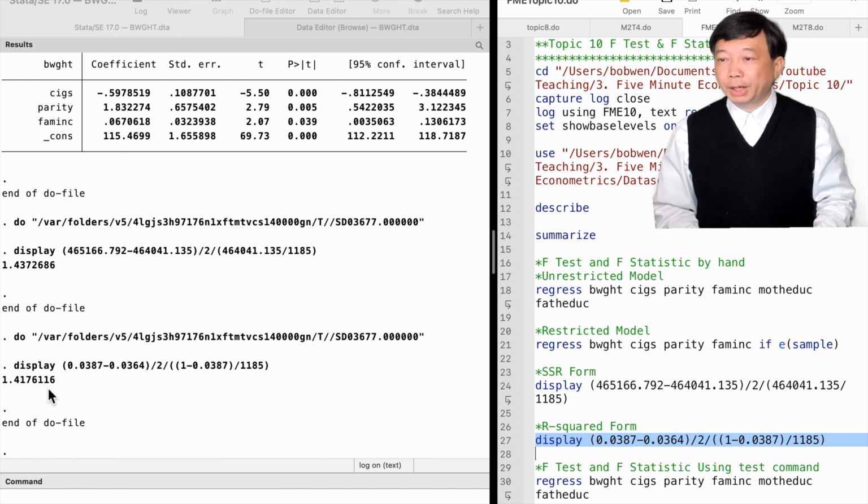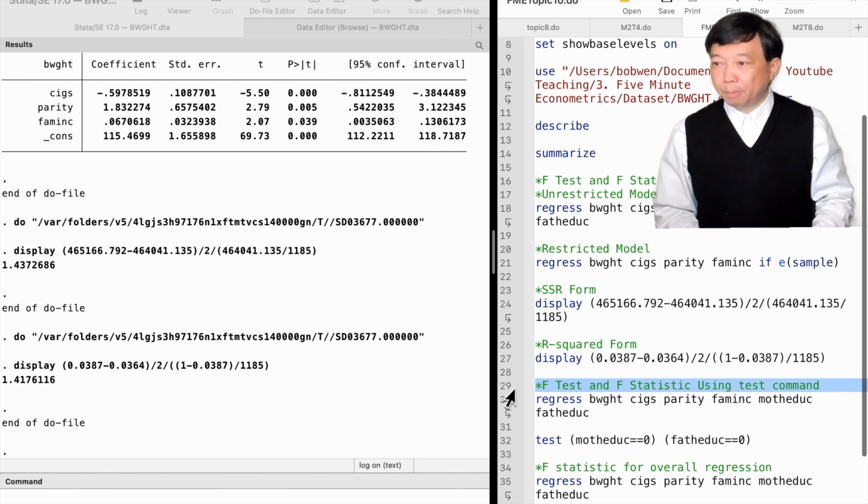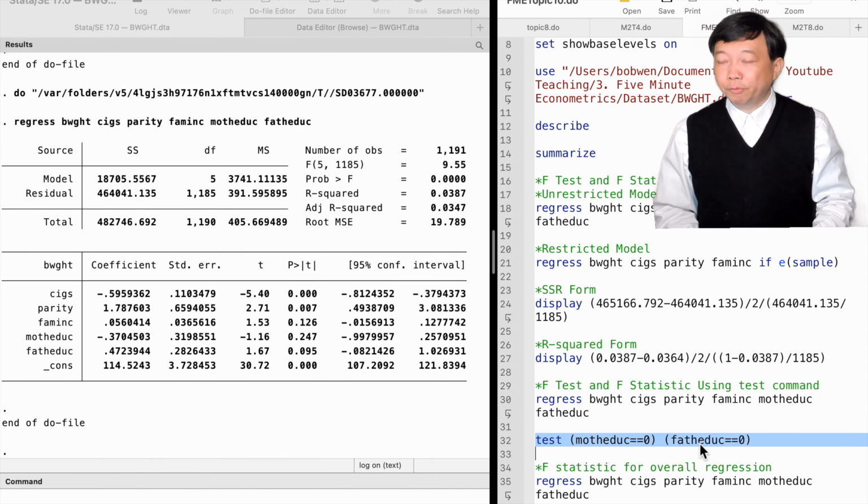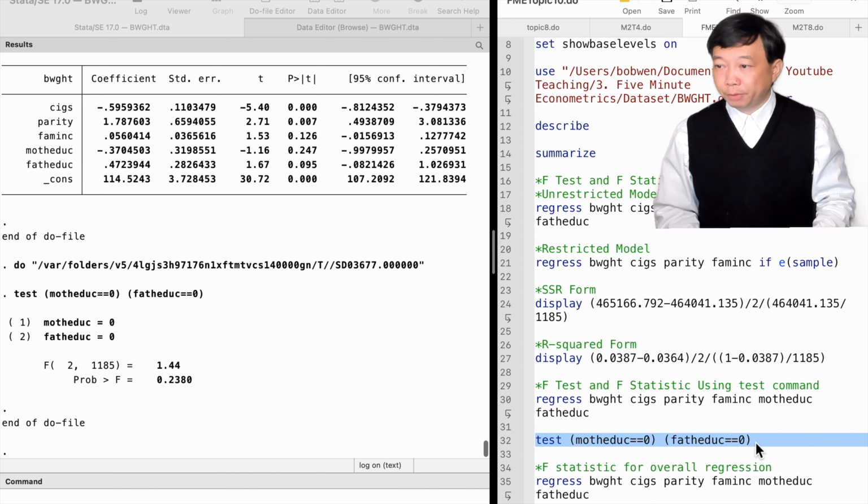In Stata, we can do the F test with the test command after we run the unrestricted model. We type test, followed by the two restrictions in two parentheses. It gives the F statistic and the p-value. The F statistic is 1.44, the same as that from the computation by hand, and its p-value is 0.238. The p-value is the probability of observing a value of F at least as large as we did, given that the null hypothesis is true.